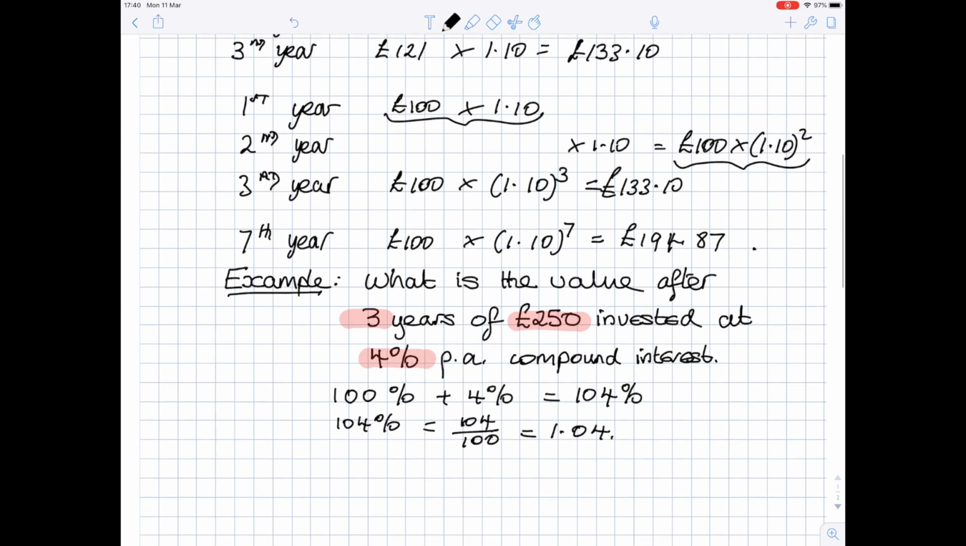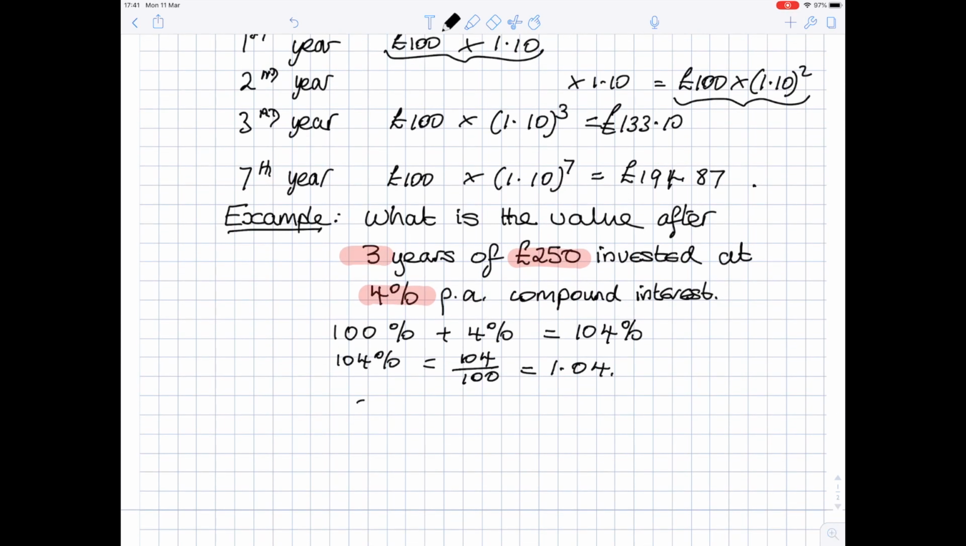So to find out how much we've got after 3 years, we need the original amount, which is £250, multiplied by 1.04, and we're investing it for 3 years, so it's to the power 3. And that gives us £281.22. And that's how much you would have after 3 years.